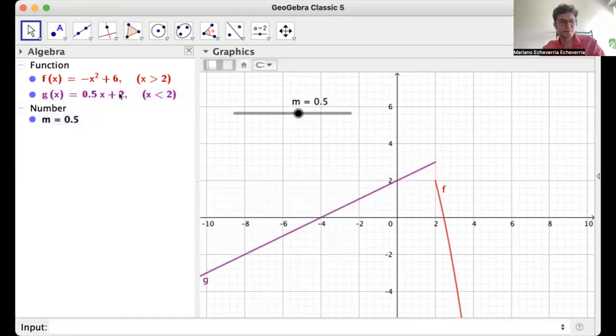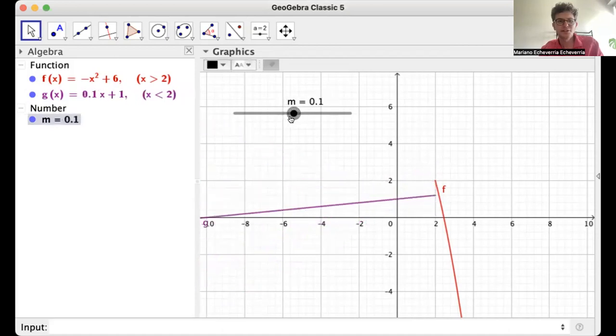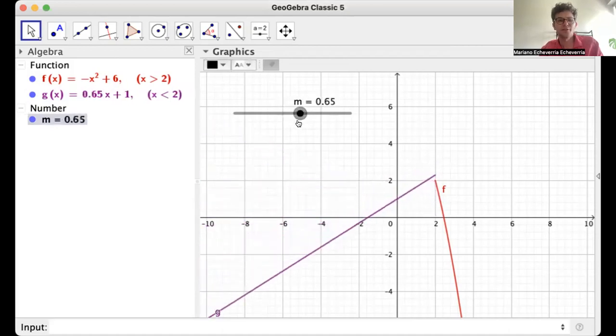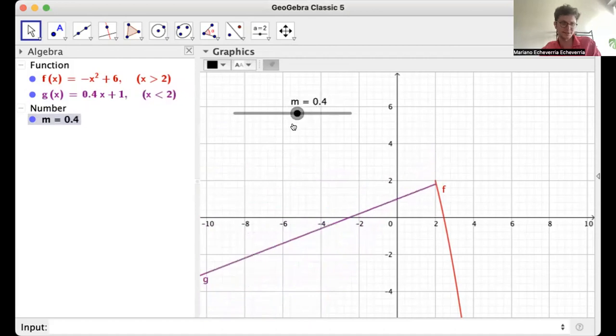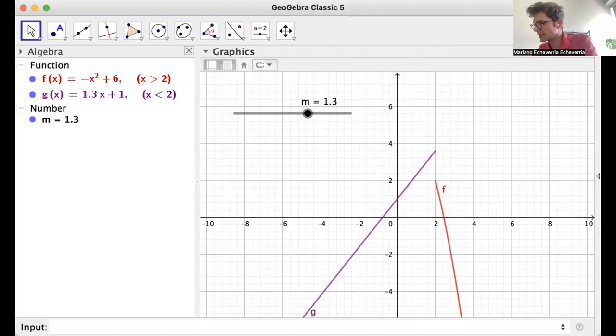If I change the value slightly, let's use a different value for b so that it's a little bit more interesting. So I'll do it with this value for b. Okay, let me go back to the iPad. This is a more classic problem in calculus.